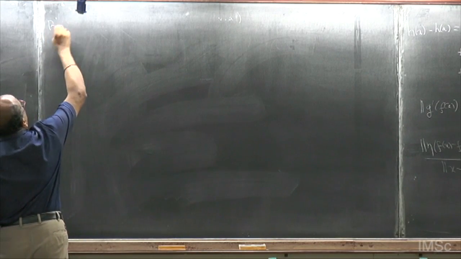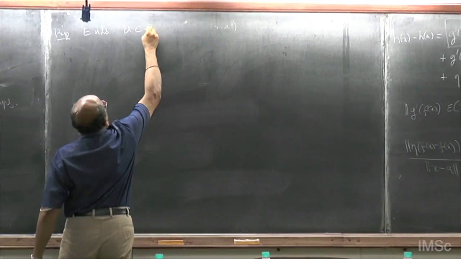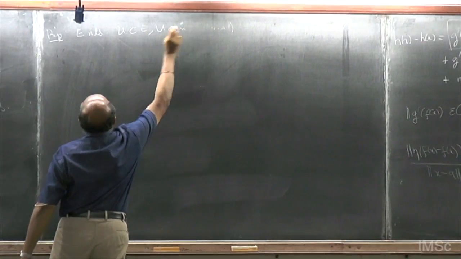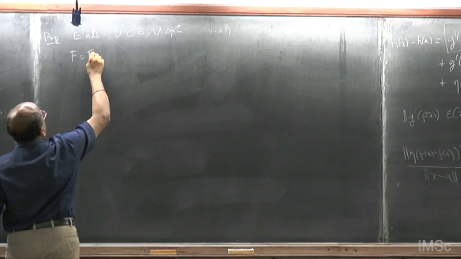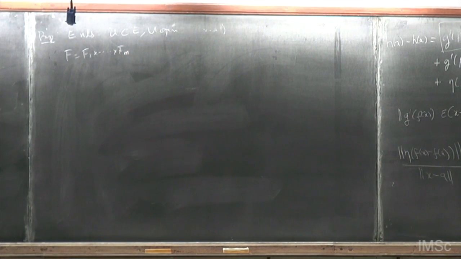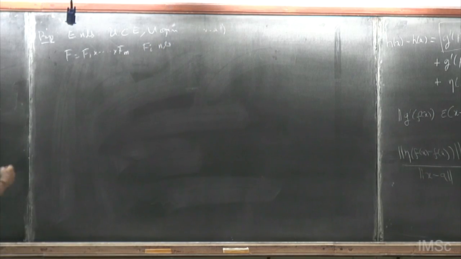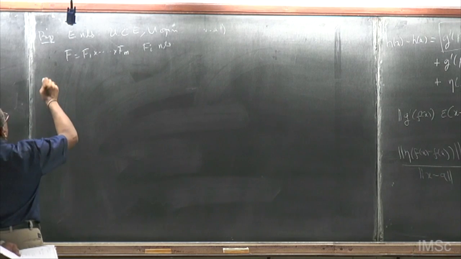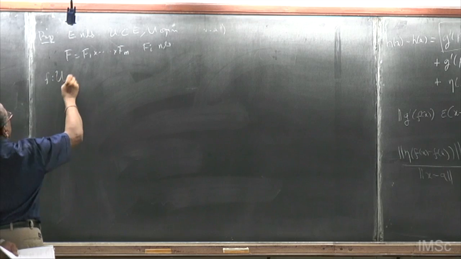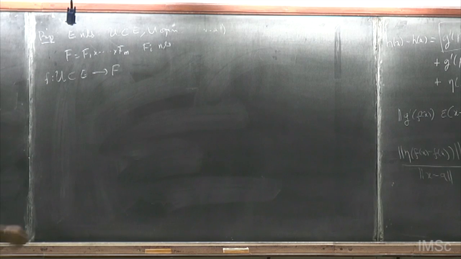Proposition. Let E be a normed linear space, U contained in E, U open. F equals F1 cross ... cross Fm, where the Fi are all normed linear spaces. So, you have the product norm on this. So, f is a map from U contained in E into F, and a is in U.